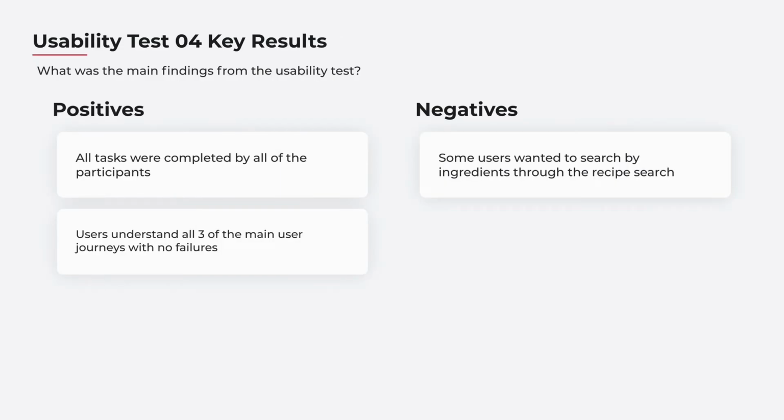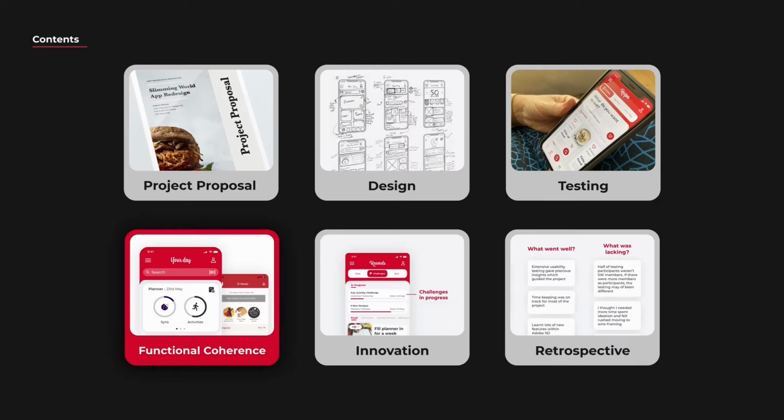Key results from test 04 were that all tasks were completed by all the participants with no failures. There's only one issue, that some users wanted to search by ingredients through the recipe search instead of using the What's in my fridge feature. Next, I'll talk about the 3 main functions of the redesign of the app.